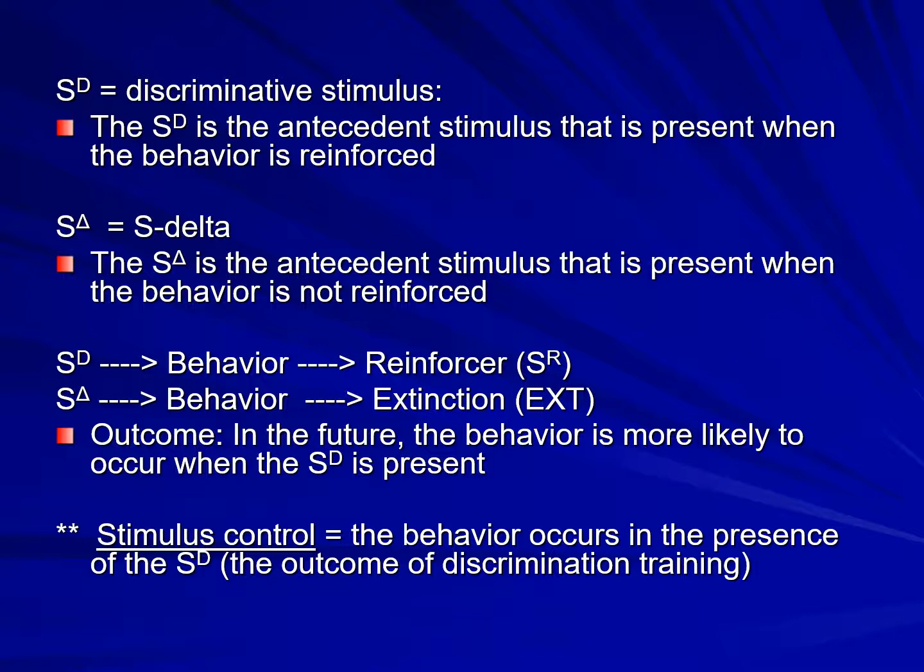So here's just a recap of these different terms. The SD is the discriminative stimulus. The S delta is the antecedent that's associated with extinction or non-reinforcement. So what you tend to get when you have stimulus control, the behavior occurs in the presence of the SD and does not occur in the presence of the S delta.